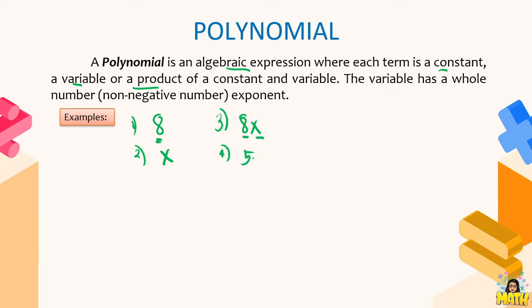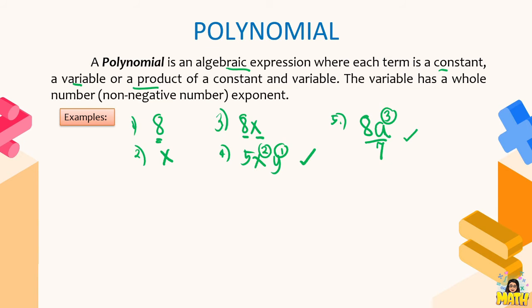Another example, we can have 5x squared y, wherein the variable has a whole number exponent. So, ang exponent nito is 2, ito naman is 1. So, this is considered as a polynomial. And the last example, 8a cubed over 7. Ang ating variable has positive and a whole number exponent. So, this is still a polynomial.